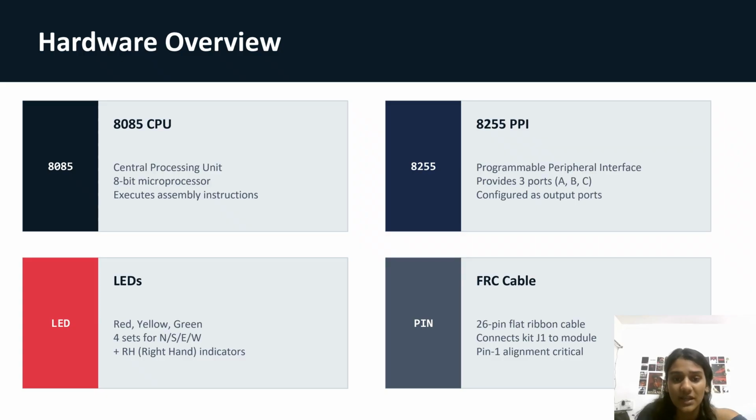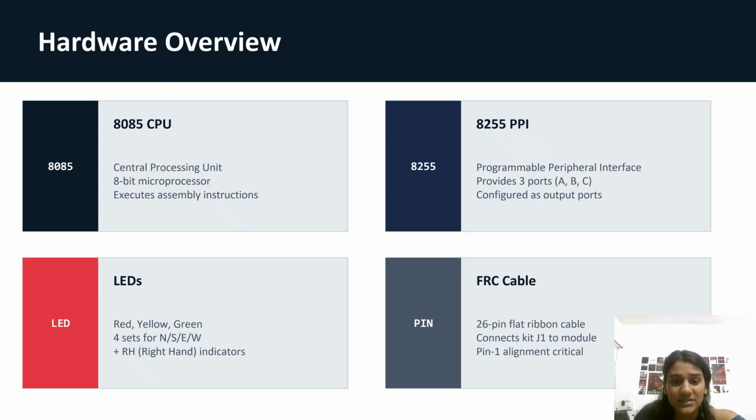So we use the 8255 programmable peripheral interface, which acts as an interface between the microprocessor and external hardware. The 8255 provides three ports: port A, port B, and port C, each of 8 bits, giving a total of 24 input-output lines. In this experiment, these ports are configured as output ports to control the LEDs.